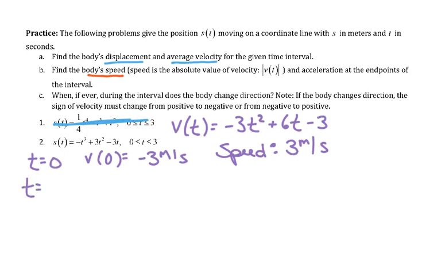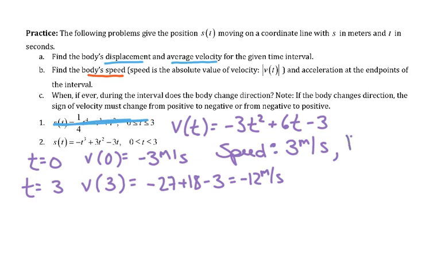And at t equals 3, we get negative 27 plus 18 minus 3, which is negative 12 meters per second. So the speed would be positive 12 meters per second.